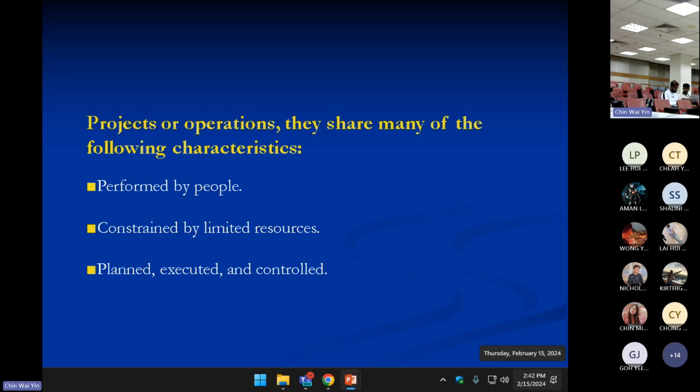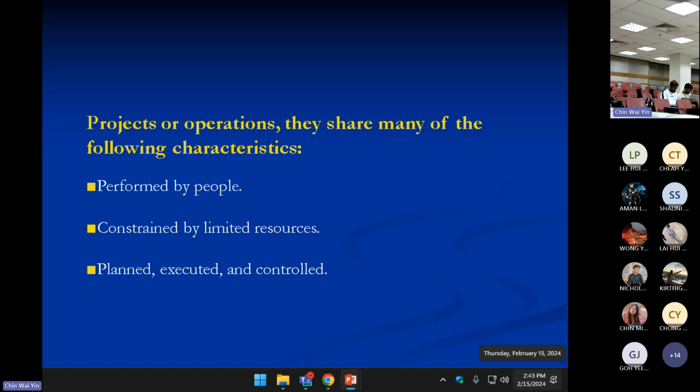So whether it is project or operations, both need to be planned, executed, and controlled, right? Just like every semester, we have to plan what subjects to offer. We have to execute it. That means assign who to teach what subject. And then it has to be controlled. The management, the head of department, has to ensure that the lecturers are carrying out their assigned duties. Okay, so that is operation.